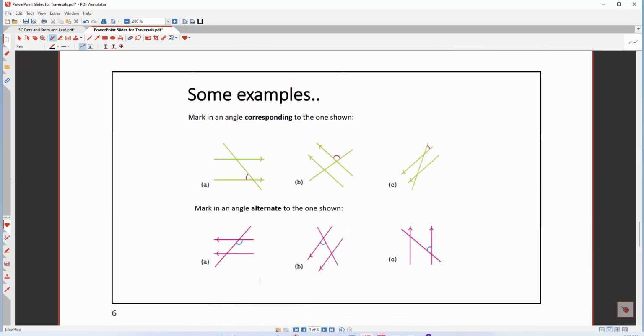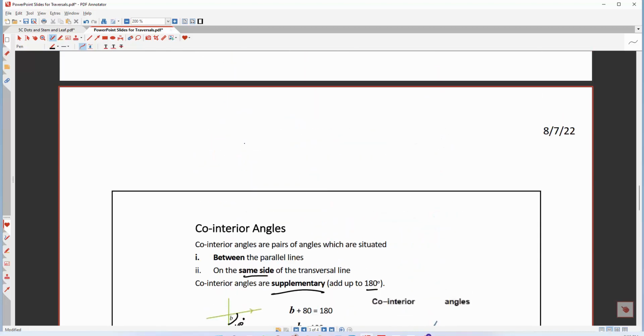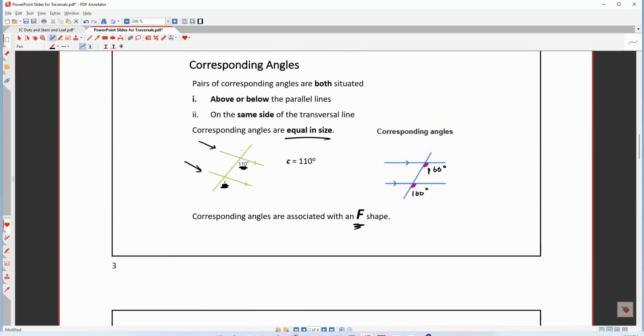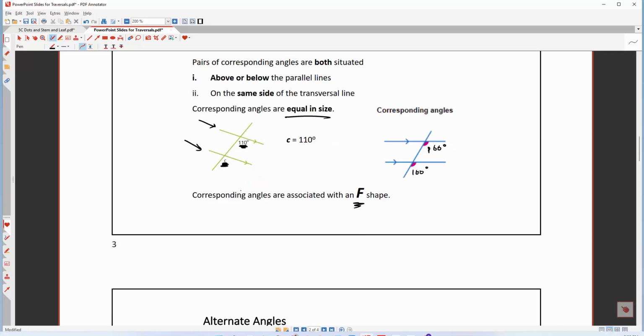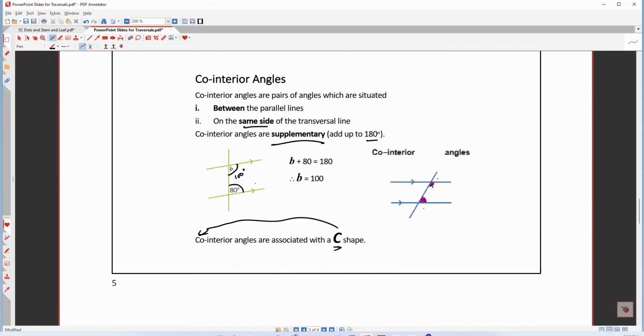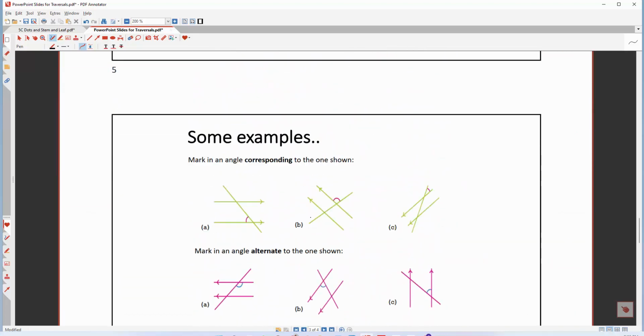All right, so let's do a few examples. Mark in an angle corresponding to the one shown. What were corresponding angles? That was co-interior, that was alternate, and corresponding. They're either above or below, and on the same side. Here we've got it on the left side, so it's going to be here. It's going to be the situation where they're above, so these are corresponding to each other.